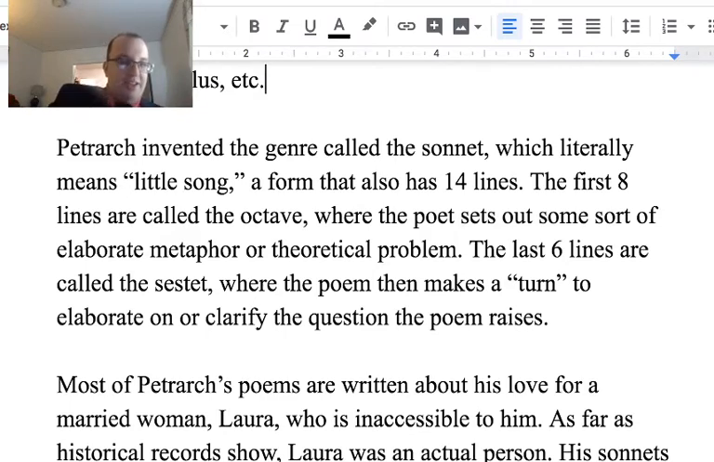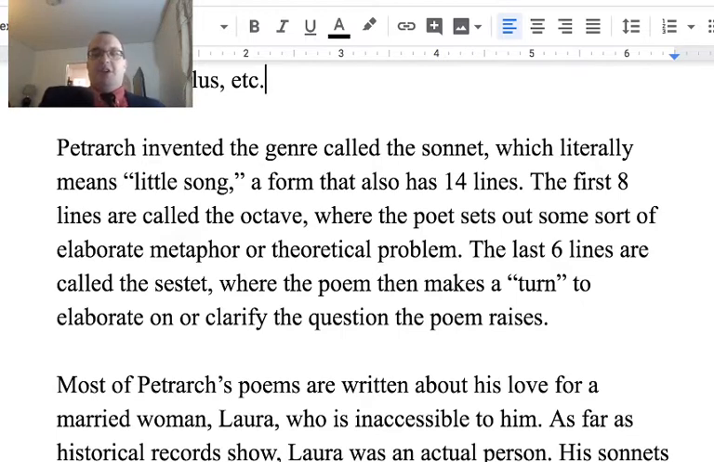You'll notice the sestet because it'll usually start with a word like "but." And then it'll seek to resolve the problem and bring an end to the themes that it's talking about. Whenever Petrarch is translated into English, it always has 14 lines. The first 8 set up a problem. The last 6 resolve the problem.